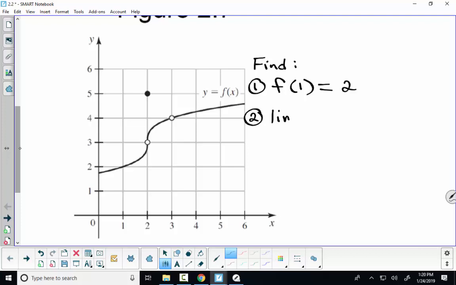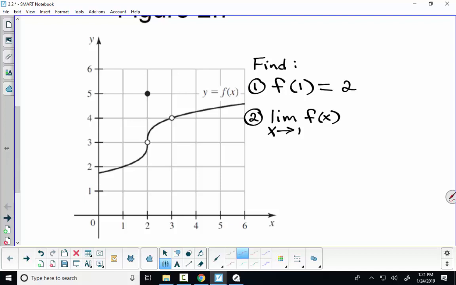Now let's look at the limit as x approaches 1 of f of x. The way we're reading that limit statement is, as we get closer and closer to an x value of 1, what are the y values getting closer and closer to? Notice we're not saying when x equals 1, what does y equal? The limit is a different statement altogether. As we get closer to 1, what does y get closer to? 2. Yeah, it gets closer to 2.